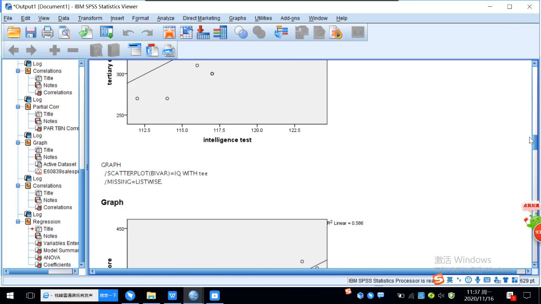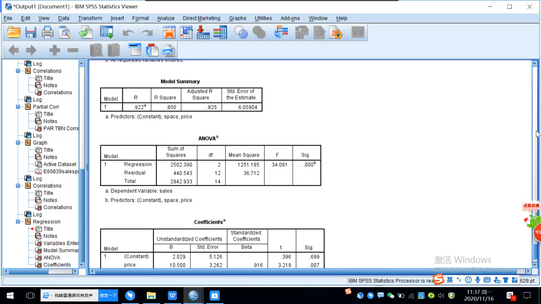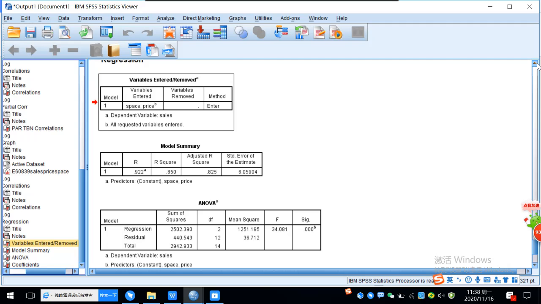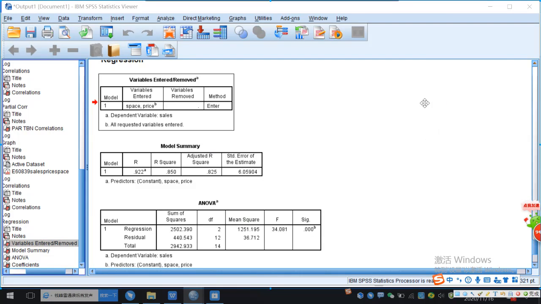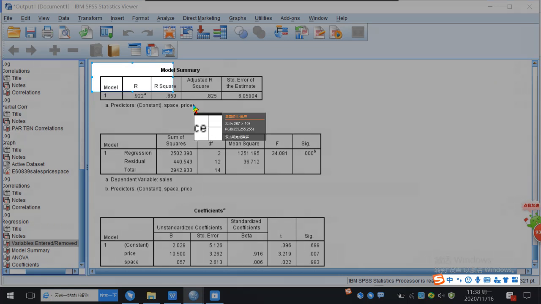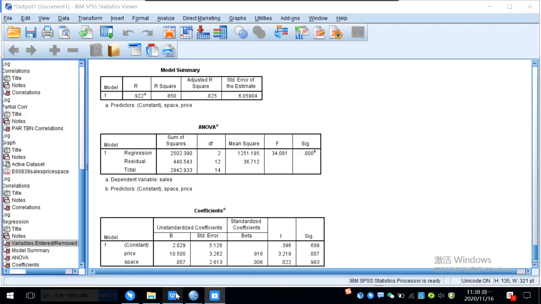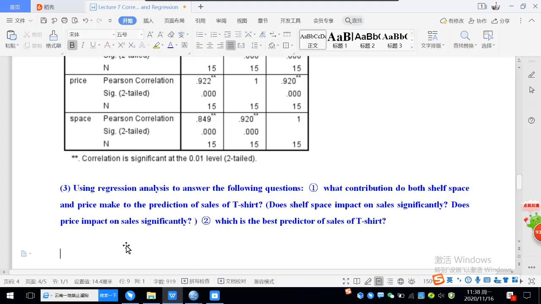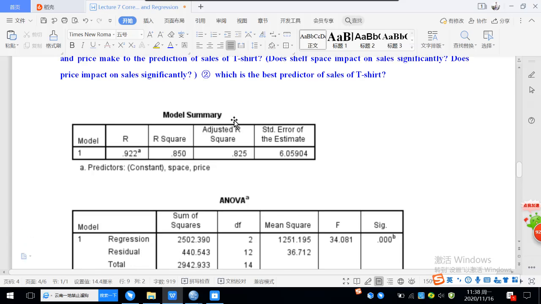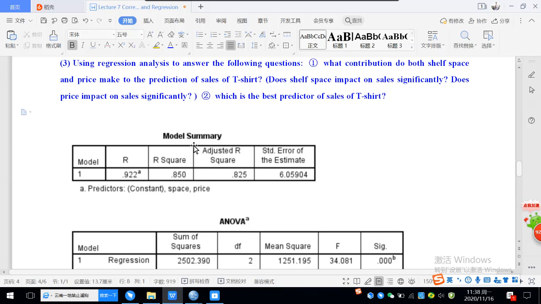I want to paste them. Paste them here. Here is the model summary: R square, adjusted R square. Explain this part.